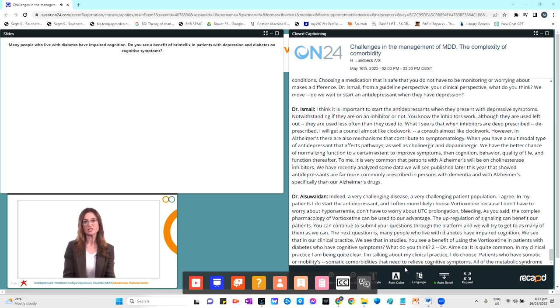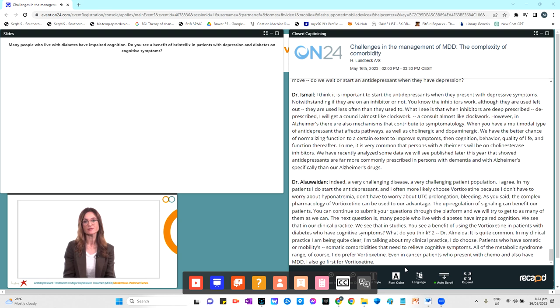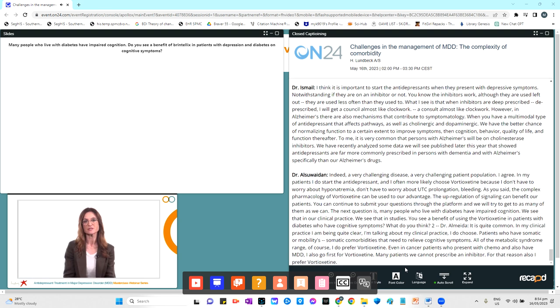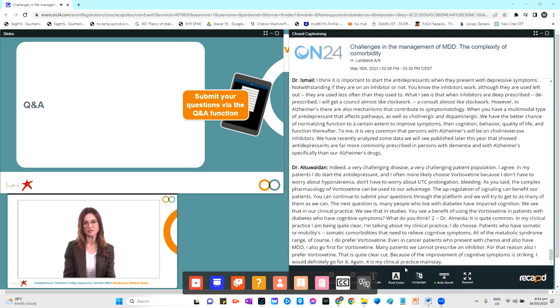For example, even in cancer patients who present with chemo brain and also have MDD, I also go first for vortioxetine, not only because it doesn't have interactions with inhibitors of cytochrome P450 isoenzymes, and many patients are on tamoxifen, for example, for breast cancer, and we cannot prescribe an inhibitor of 2D6. For that reason also, I prefer vortioxetine, and that's quite clear-cut, because the improvement of the cognitive symptoms is quite striking. I would definitely go for it. And again, it's my clinical practice mainstay. It's been a preference for quite some time.